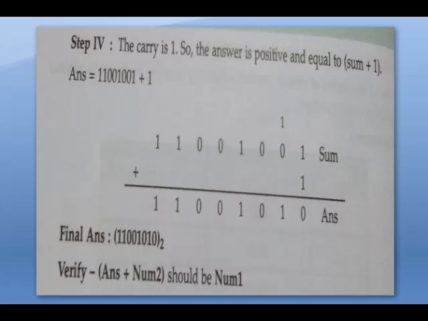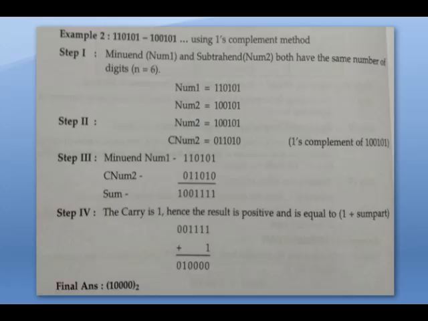Okay, students. Now we are going to see another example. Example number 2. See the two numbers here. The first number, how many bits? 1, 2, 3, 4, 5, 6 bits, and the second number also 6 bits. So there is no need to put the zeros.